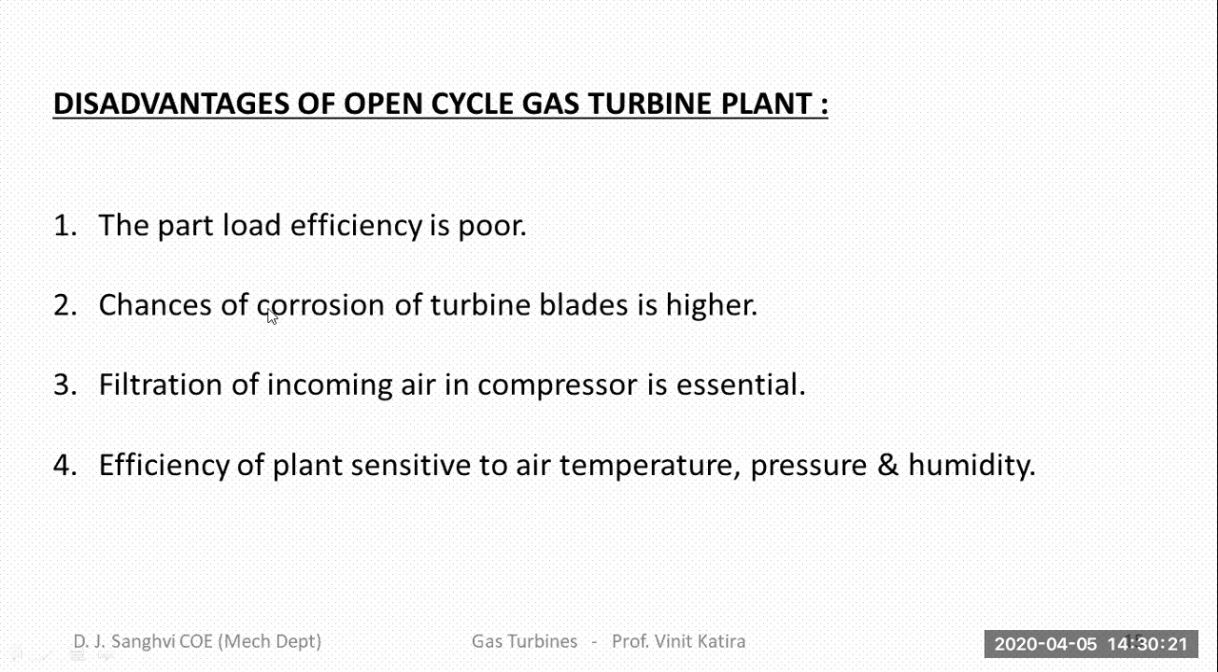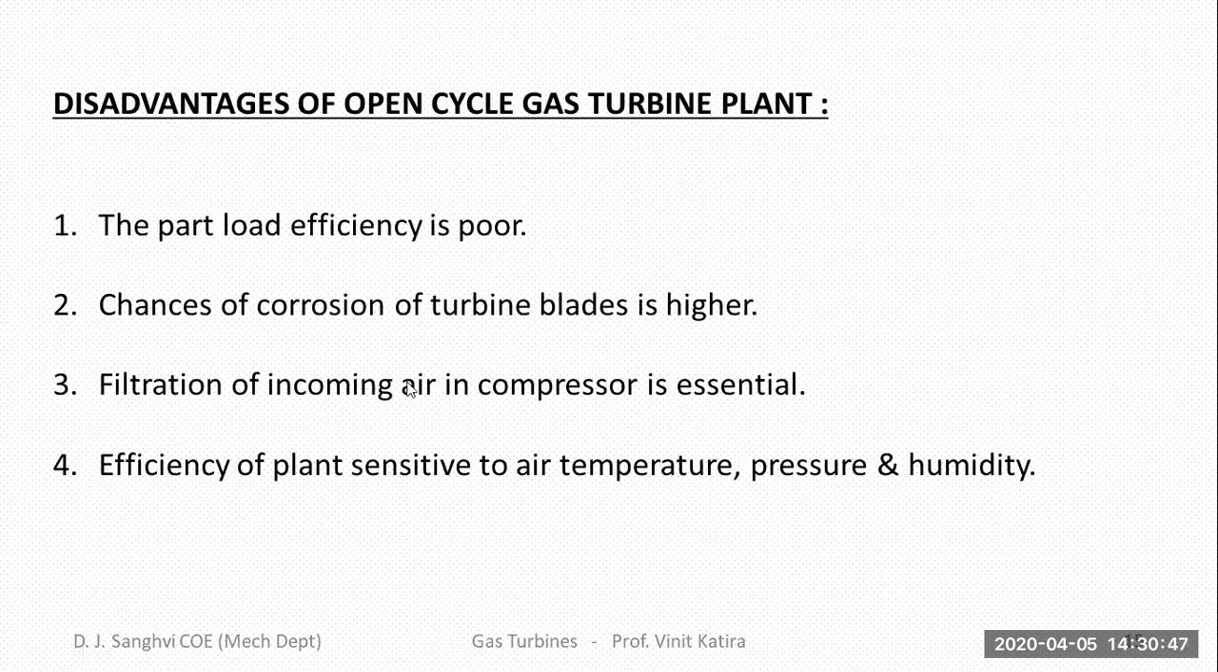Next point is the chances of corrosion in the turbine blades is higher, because the products of combustion are the ones that are passing through the turbine blades. There is the possibility of carbon deposition on the turbine blades as your products of combustion go through the stages of turbine blades.